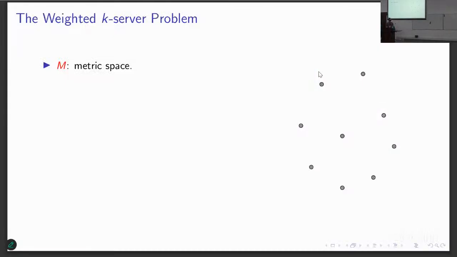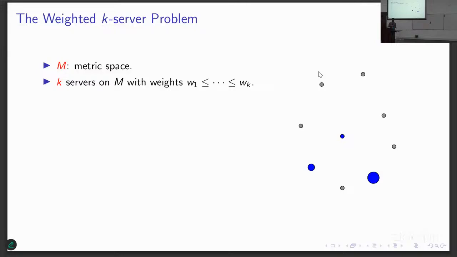Okay, so I'll define the weighted k-server problem. In the weighted k-server problem, you are given a metric space. A metric space is basically a bunch of points, and there's a distance defined between every pair of points. And there are k servers on this metric space, and each of these k servers has a weight. Like in this diagram, there are 3 servers, and their sizes correspond to their weights.